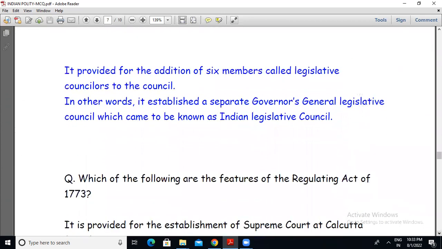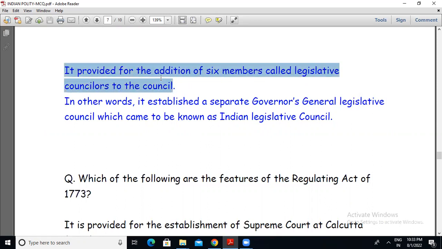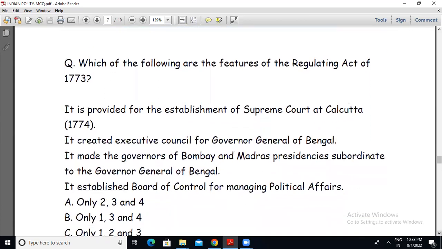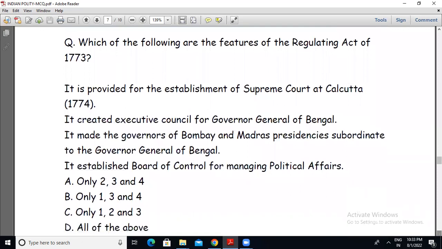Next question. Let's see some provisions of it. That is Charter Act of 1853 provided for the addition of six members called legislative councillors to the council. In other words, it established a separate Governor General's legislative council, which came to be known as Indian Legislative Council. Now coming to the next question, which of the following are the features of Regulating Act of 1773?